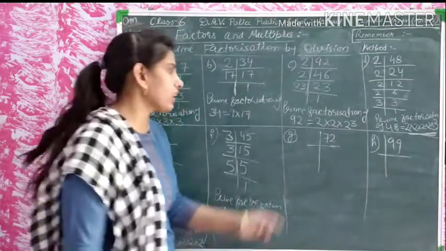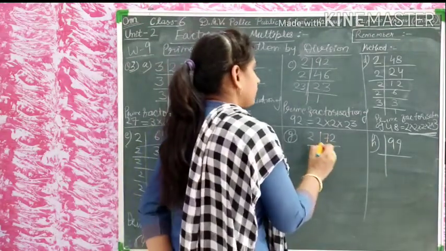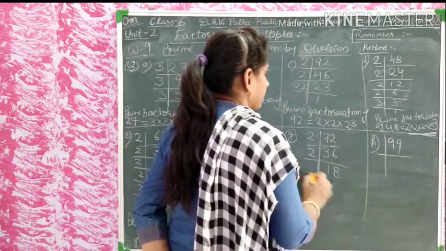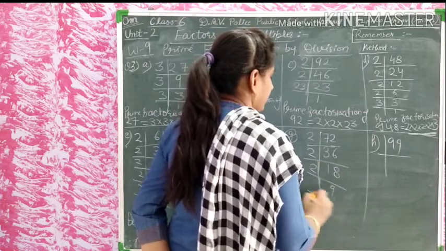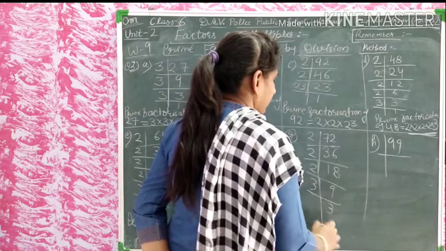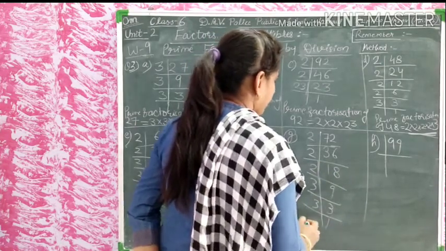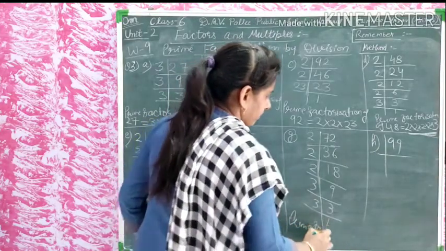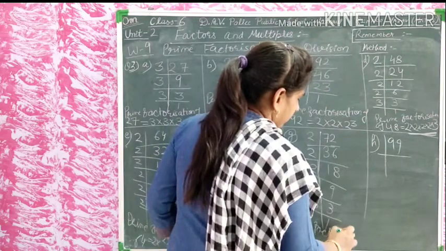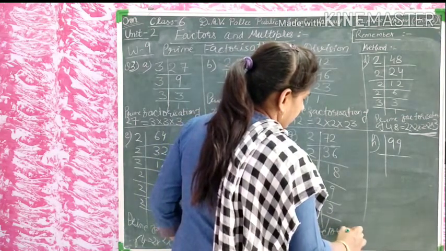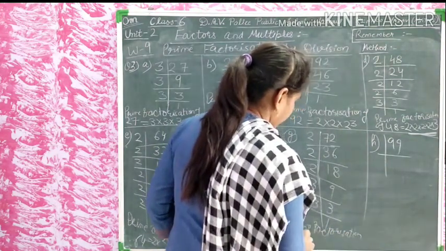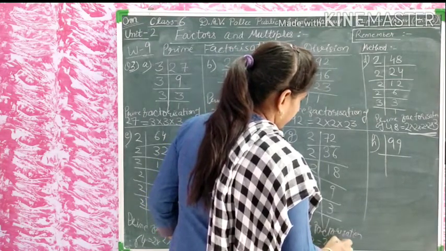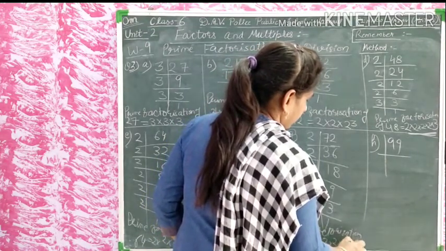Okay students, now we will go to the next question. 2 3s are 6, 2 6s are 12, 2 1s are 2, 2 8s are 16, 2 9s are 18, 3 3s are 9, 3 1s are 3. And the prime factorization of 72 is equal to 2 into 2 into 2 into 3 into 3.